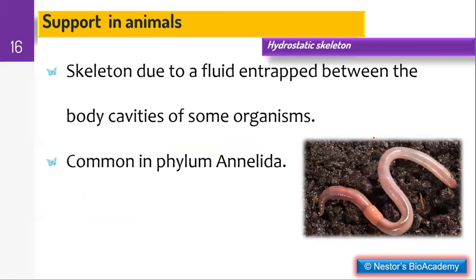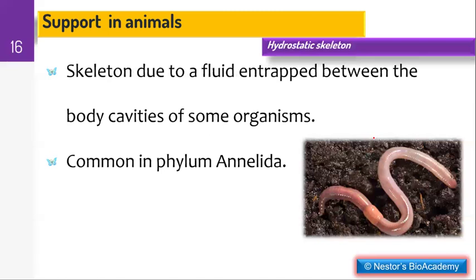Now, the other type of skeleton is the hydrostatic skeleton, very common in annelids like the earthworms. This is a skeleton brought about by some fluid that is entrapped between the body cavities of these organisms. When the muscles contract and press against this fluid, it gives these organisms the adequate support they need. But for your syllabus needs, we are not going to delve much into the details of the hydrostatic skeletons. This is a skeleton due to a fluid that is entrapped between the cavities of most of these annelids.